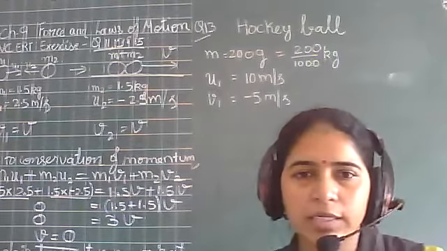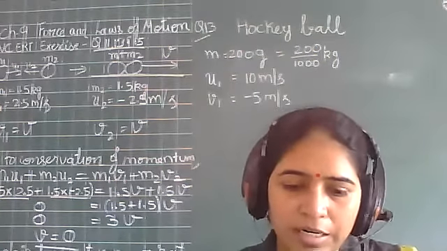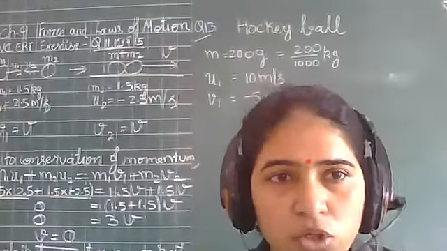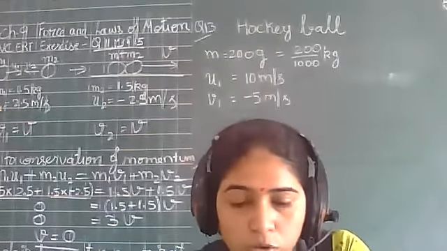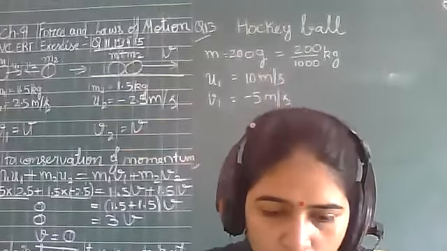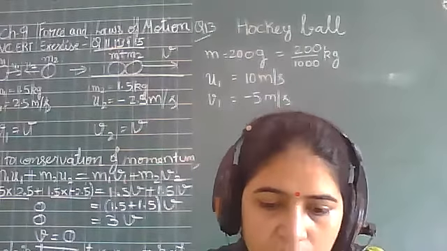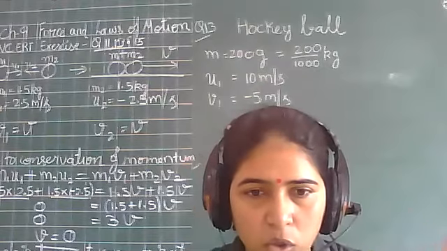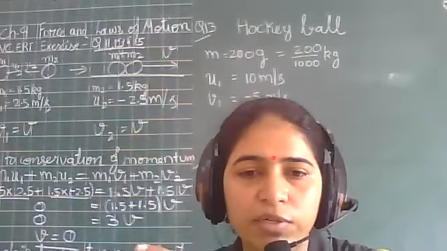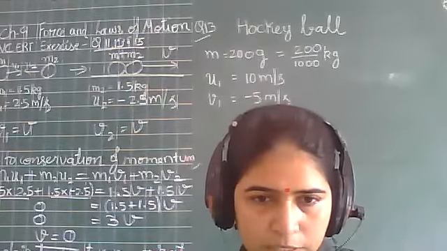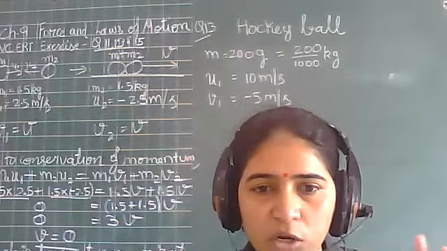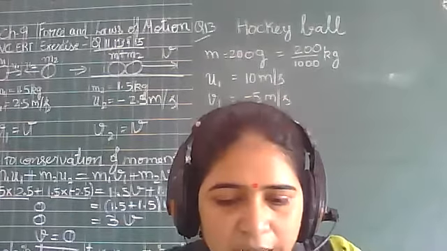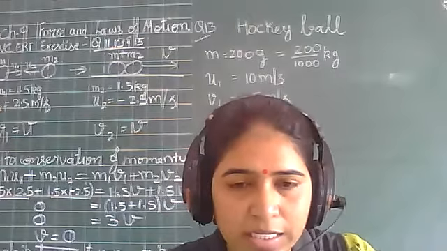I have not cancelled anything. Let them be as it is. We will use as it is. Right, now let's read the question. Understanding the question is very important. A hockey ball of mass 200 gram traveling at 10 meter per second. So the hockey ball is moving with velocity 10 meter per second. We don't know whether it's initial or final, but as we read the question we will come to know, right? Is struck by a hockey stick.